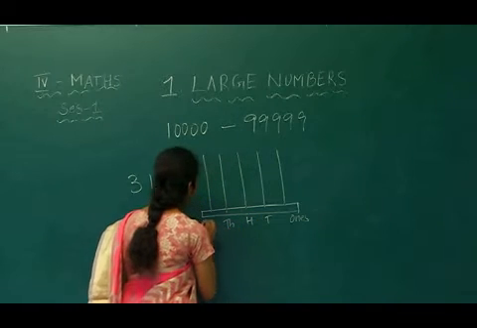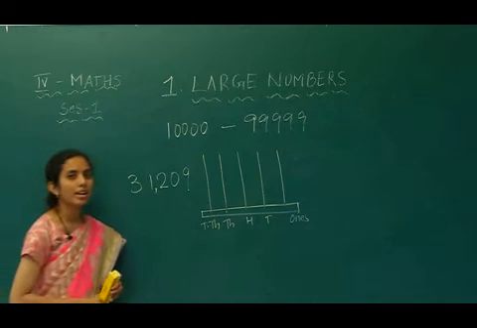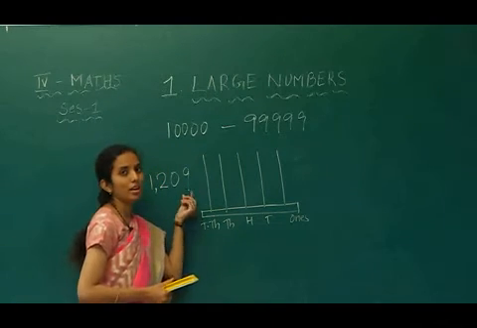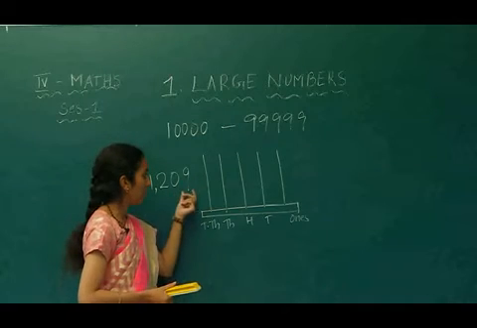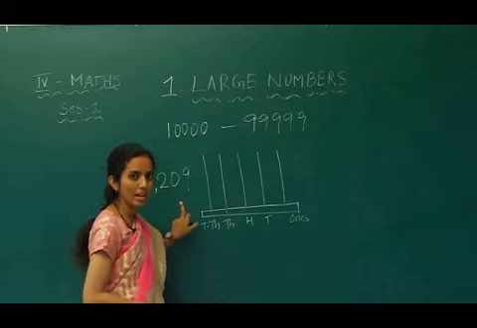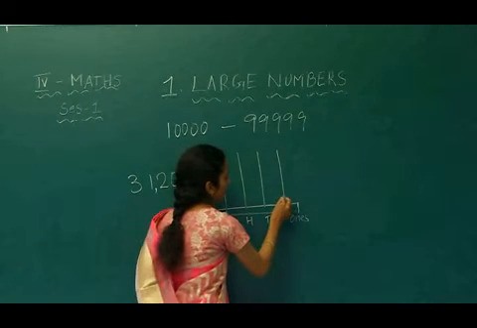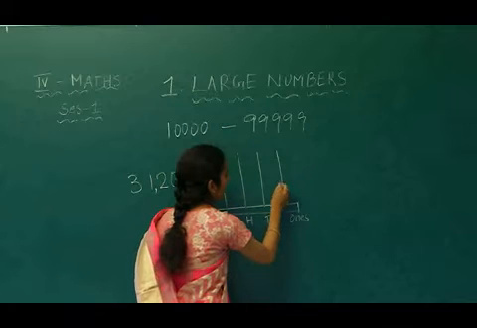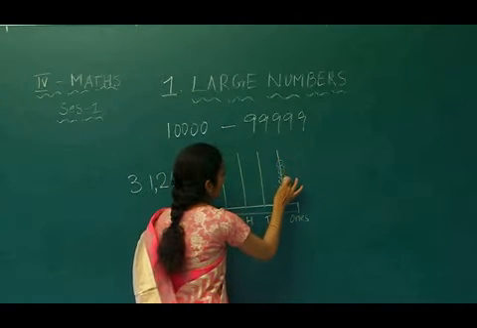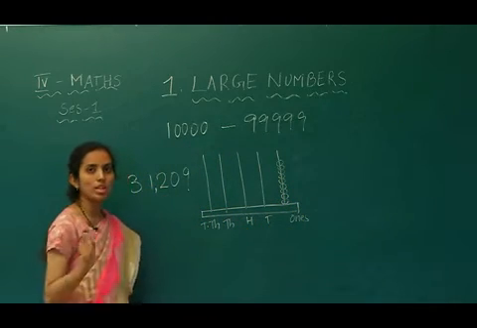Ones, tens, hundreds, thousands and 10,000s. So representing on the abacus scale is nothing but writing this number in the form of beads. For example, there is 9 in the ones place, so you have to draw 9 beads on the ones place. So 9.